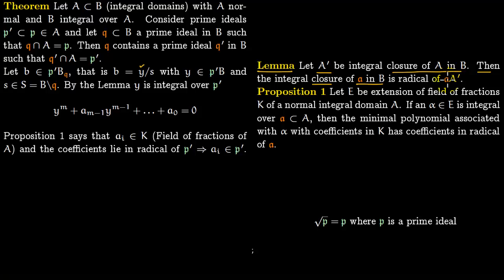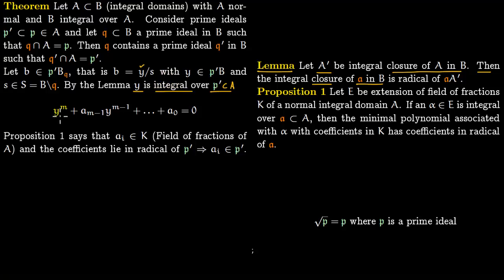Now the radical of P prime is just P prime, because for a prime ideal, the radical of the prime ideal is just the prime ideal itself. So we have constructed the integral closure of this P prime of B as P prime, which lies within A. So this y lies in this P prime of B, and therefore y is integral over P prime, because we have just constructed this integral closure. So y is integral over P prime. We just stop here and keep this in mind.